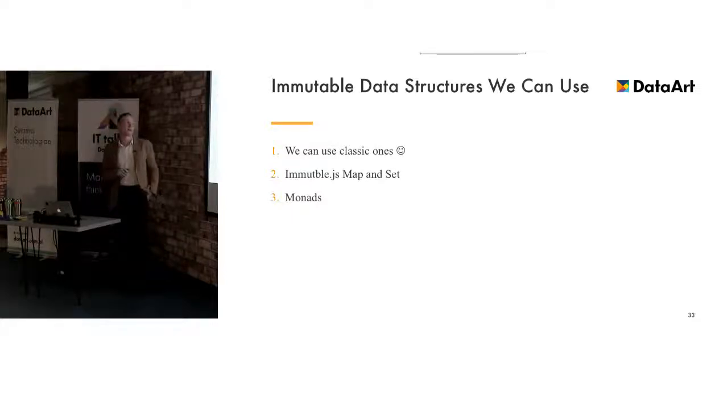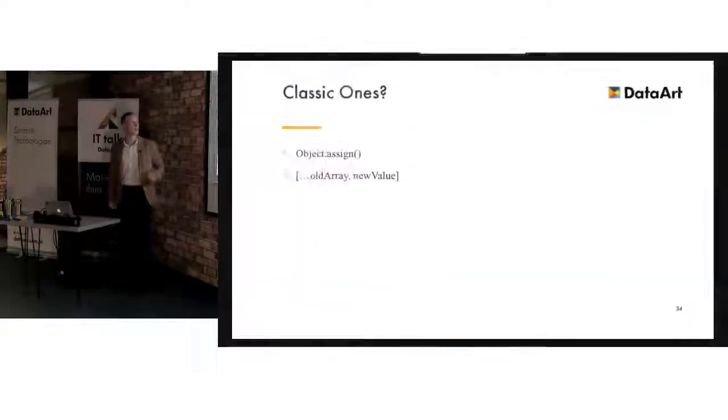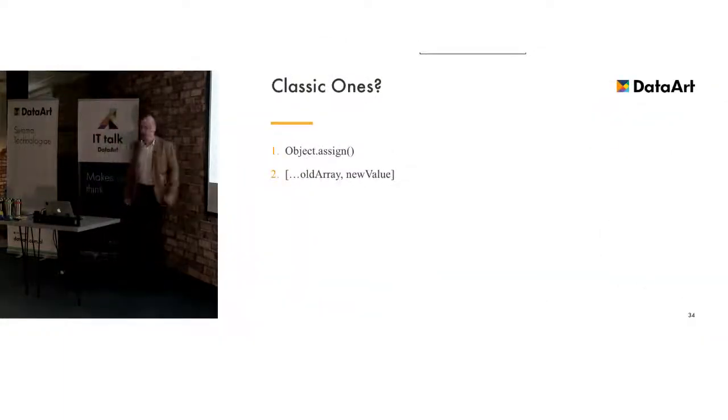Also, we can use libraries for it, like Immutable Map, Set. There are plenty of libraries you can use for it. And the last option, you can use monads. It's something I really like and what I will tell you about today. So, the classic one. As I mentioned, it's Object.assign and copying of arrays. There are actually many ways to do it without any libraries. I just mentioned the simplest ones.